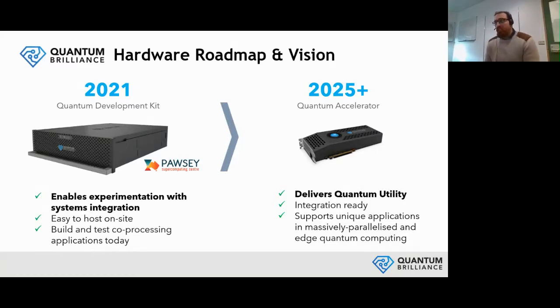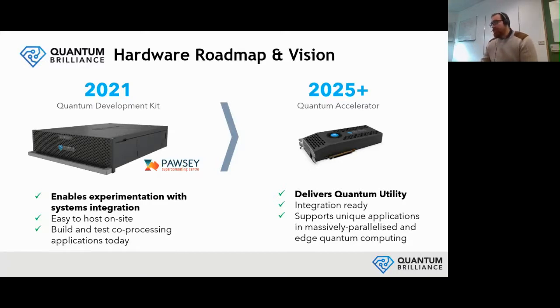What we are going for in 2025 and after that is to put all of this in a GPU card size. So it would be as small as any graphics card you see every day. This would deliver quantum utility. We are aiming for around 50 qubits on that. It would be integration ready with your classical systems and would support unique application parallelization and edge computing.